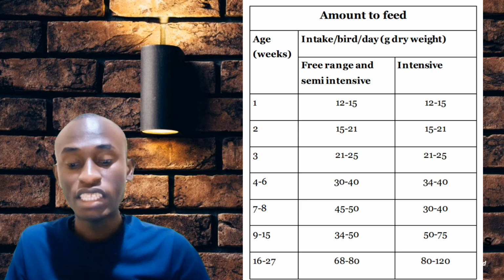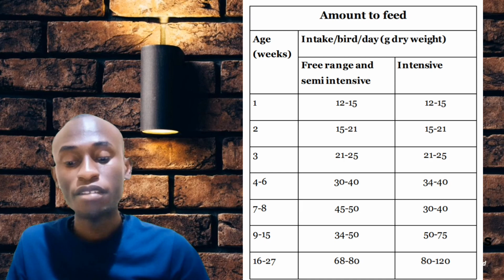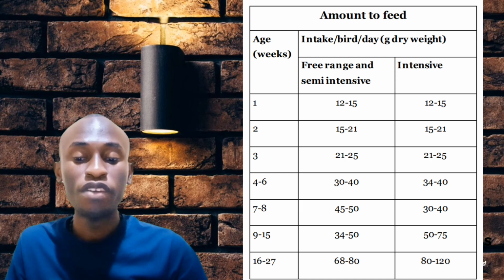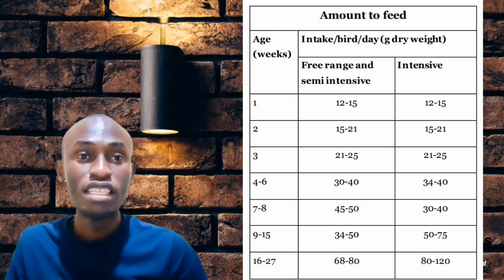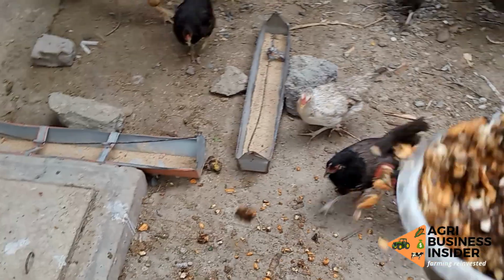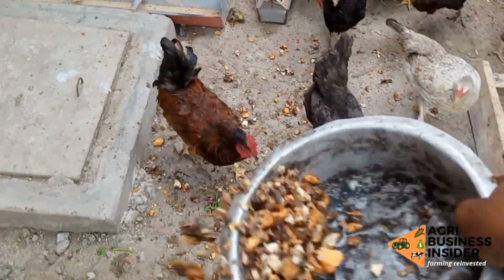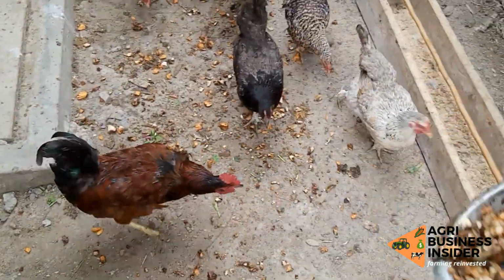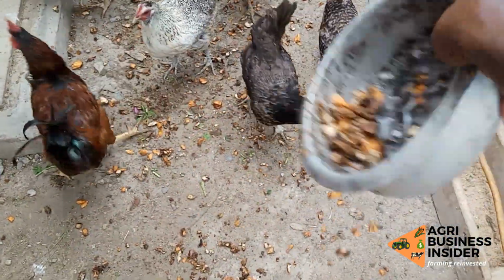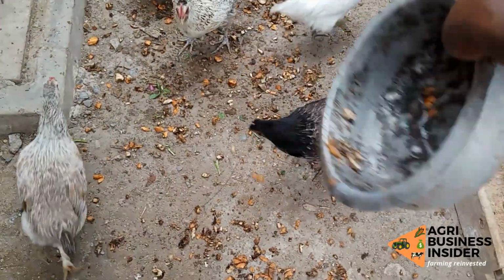I think this is because the free range and semi-intensive chickens, at this stage, are able to graze around the compound, and you can also feed them with supplements such as kitchen refuse and other kinds of feedstuffs that are not commercial feeds.